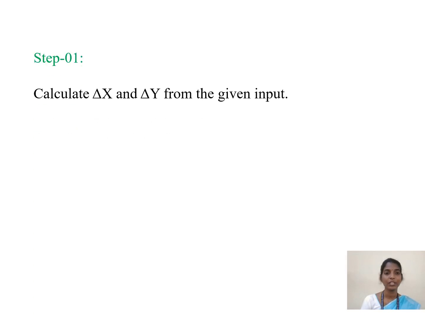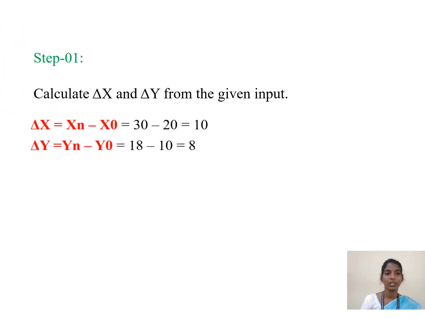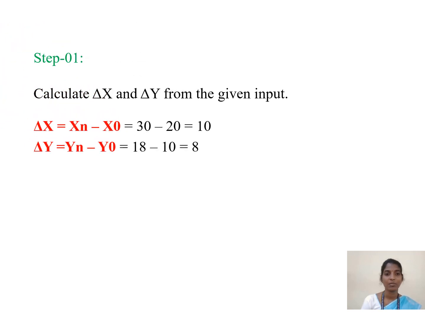Step 1. Calculate del x and del y from the given input. Del x is equal to xn minus x0, and del y is equal to yn minus y0. xn is 30 minus x0 which is 20, so 30 minus 20 is equal to 10. Then del y is equal to yn minus y0. yn is equal to 18 and y0 is equal to 10, so 18 minus 10 is equal to 8.